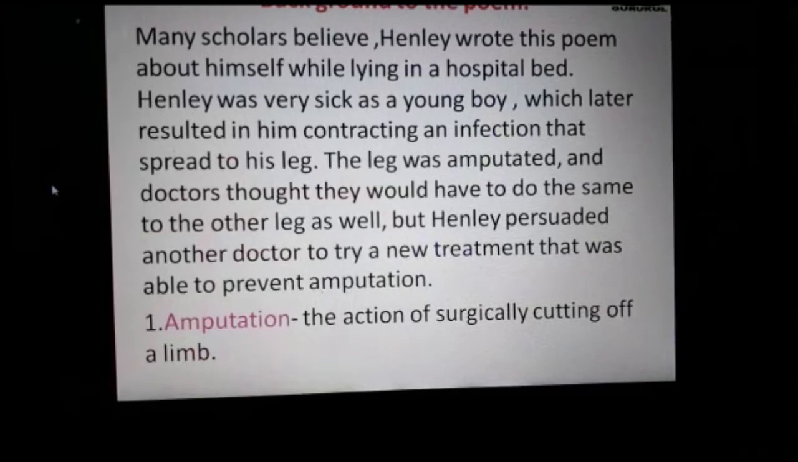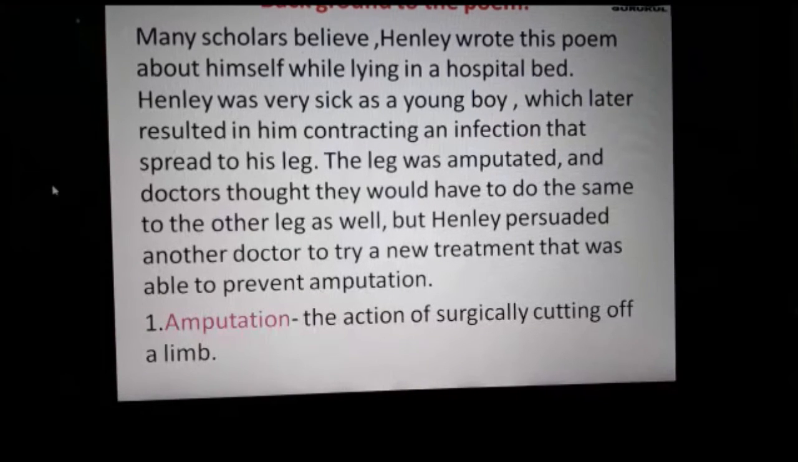Now the background says, many scholars believe Henley wrote this poem about himself while lying in a hospital bed. He was sick as a young boy, which later resulted in him contracting an infection that spread to his leg. The leg was amputated. The doctors thought they would have to do the same to the other leg as well. But Henley persuaded another doctor to try a new treatment that was able to prevent amputation. Children, amputation here means the action of surgically cutting off the limb, like your leg being cut off.